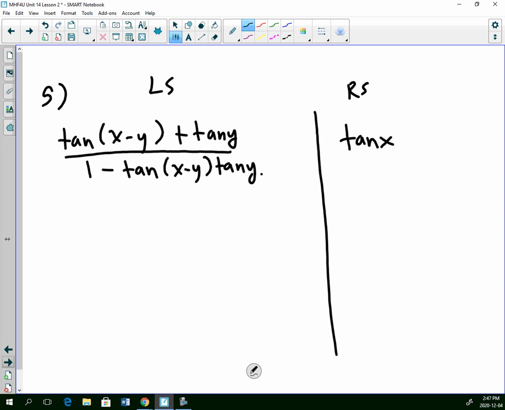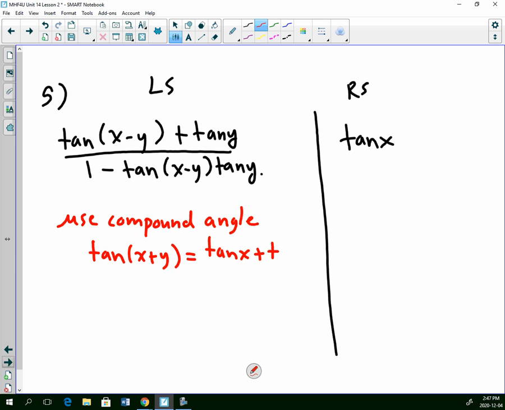Okay, so I could expand this, and it would be a really long question. Or we're going to use the compound angle formula. And this one looks similar to tan(x + y). If you look at the formula for tan(x + y), it's (tan x + tan y) over (1 - tan x tan y). And that looks a lot like this question, right?